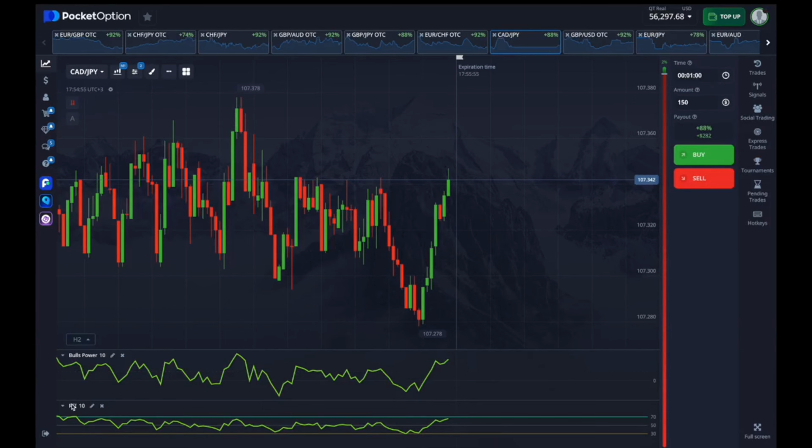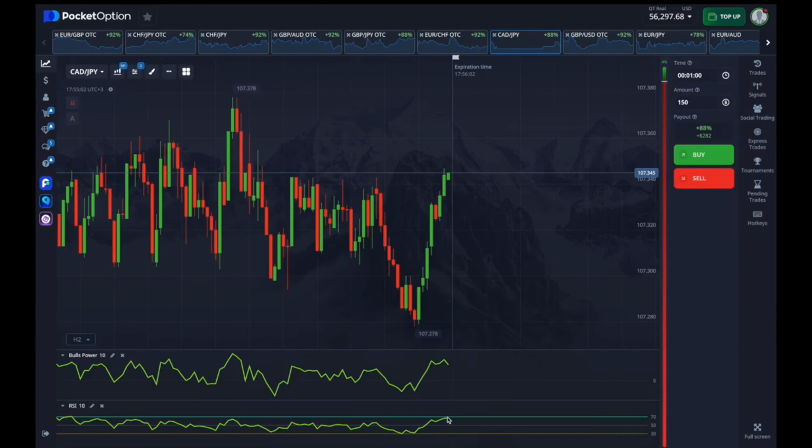This is the RSI indicator. It shows the relative strength index. If it approaches the value of 70, that means we need to open a sell trade. And if it approaches the value of 30, then we open a buy trade.